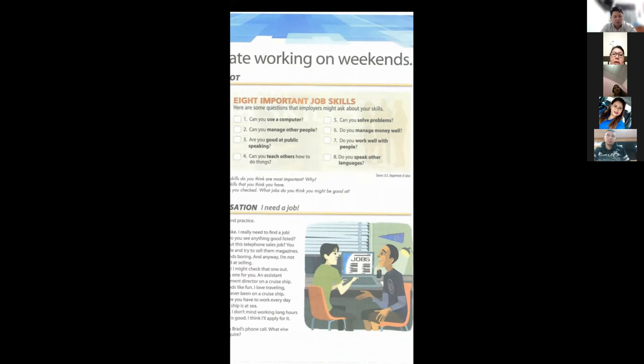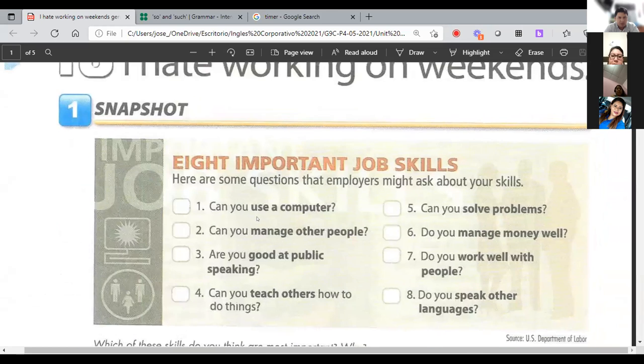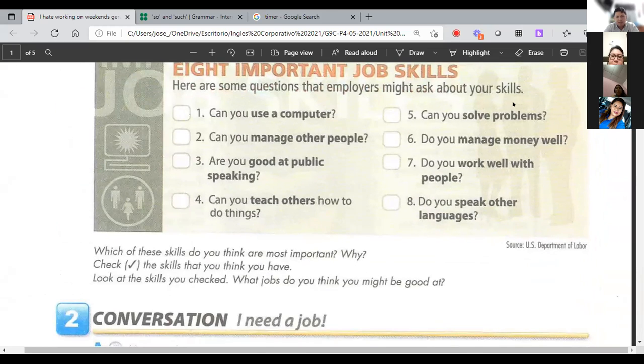Vaya, yes, lo que le sugiero en este ejercicio es lo siguiente. Por ejemplo, lo voy a poner aquí en silencio, ¿verdad? Y voy a compartir la pantalla. Si no es mucho pedir, permítanme. Aquí está esto. No es este ejercicio, aquí está. Ok. En teoría son las 8 habilidades que en general tendríamos que tener en el trabajo, independientemente de lo que nosotros hagamos.